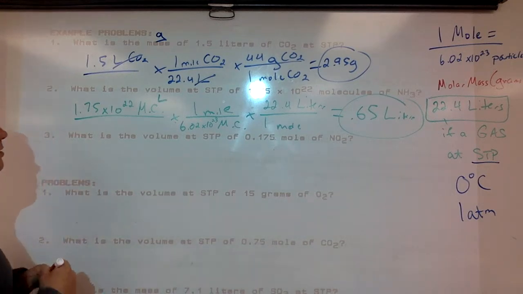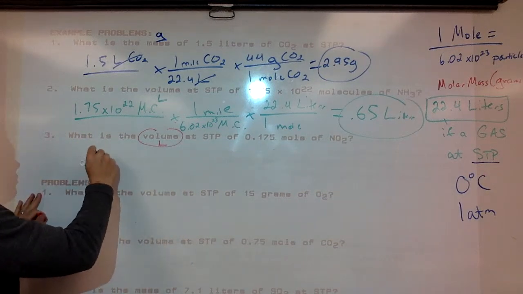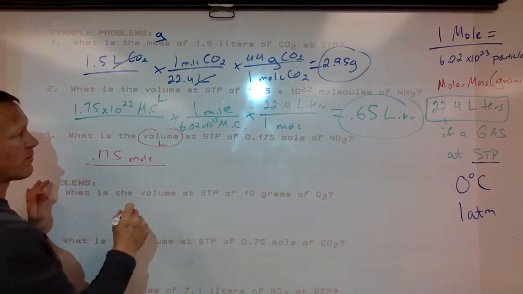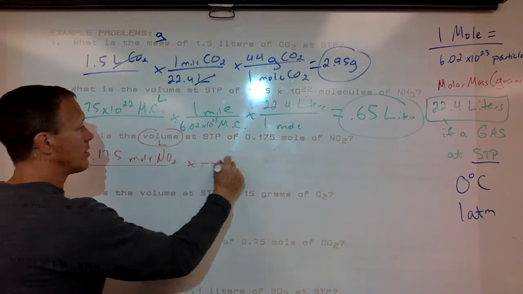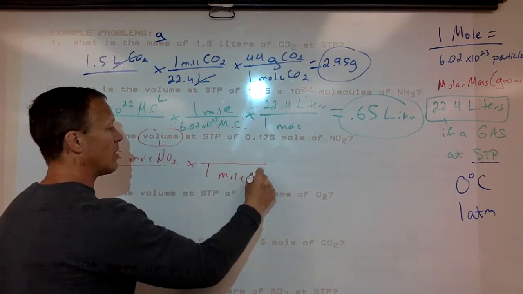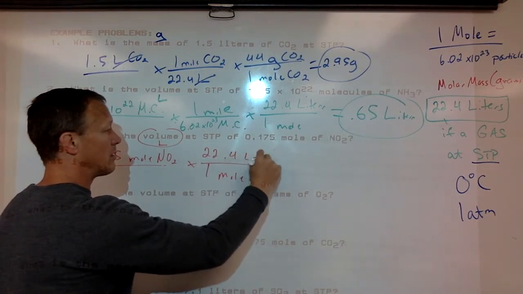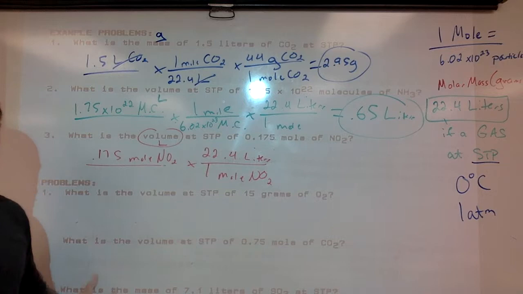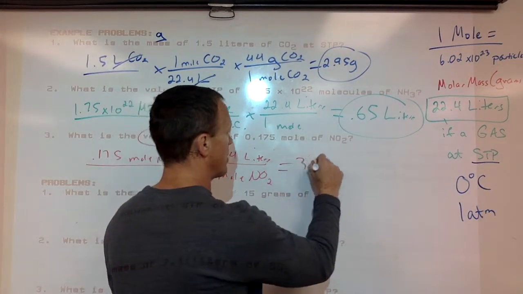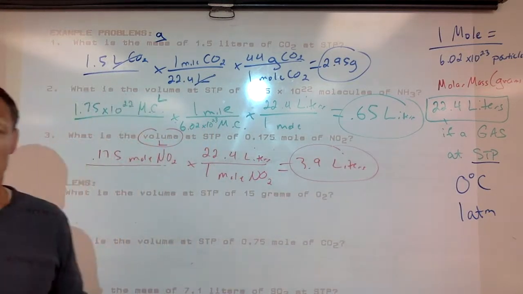Last one here. Again, asking for volume, so we're looking for liters. It's telling us how many moles we have. So just like in the past, whenever we start a problem with moles, we typically only need 1 step. There's our gas. Moles here, so we're going to say 1 mole down there. And a mole of any gas takes up 22.4 liters of space. That's all we've got to do. Multiply 1.175 times 22.4. 3.9 liters. So pretty simple conversion problems.